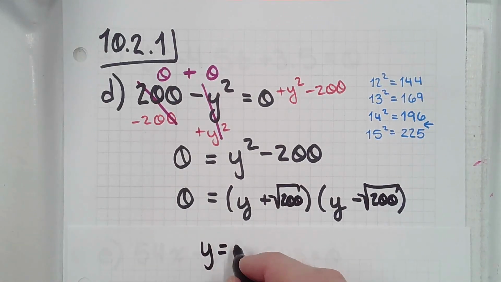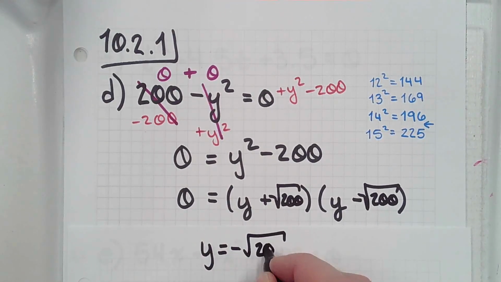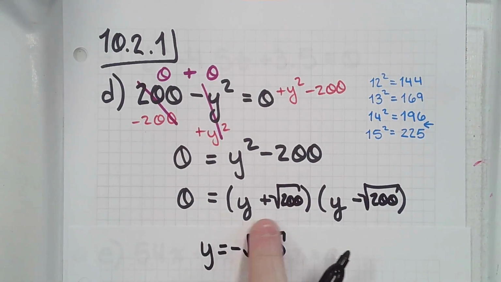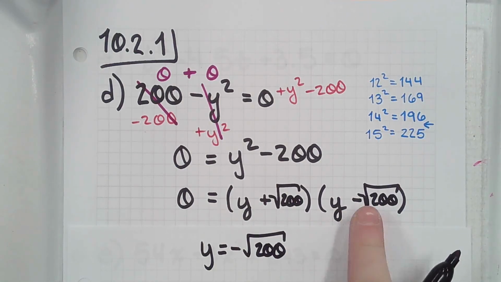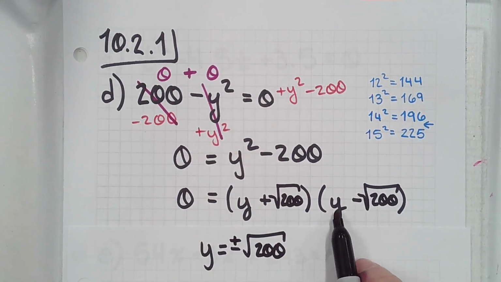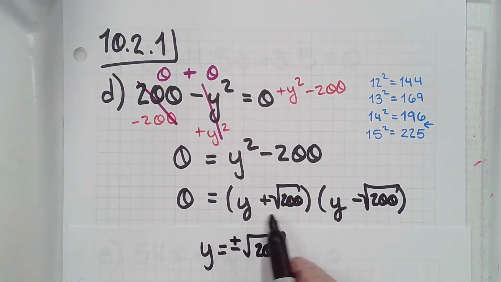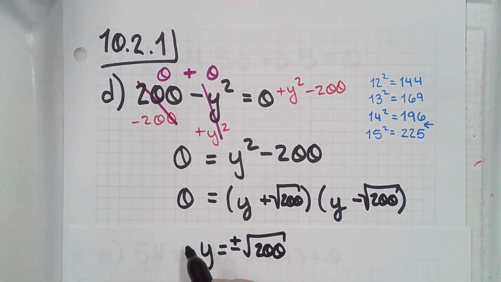Y can either be negative root 200, because if I plug it in here, I get 0. And here I get 2 negative 200 roots 200. But who cares? 0 times anything is 0. Of course, the other answer is when this is positive, right? Because if I plug that in here, this becomes 0. This becomes who cares, because 0 times anything is 0. So there are your 2 answers.